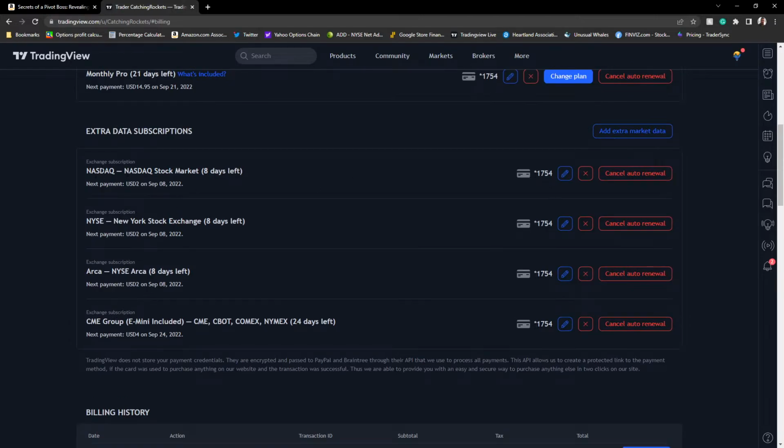So these are the 4 that I pay for: the NASDAQ, NYSE, ARCA, and CME, which is my futures. Like I said, if you're not interested in futures, you don't need that one, but you definitely want these 3. TradingView is worth every penny.